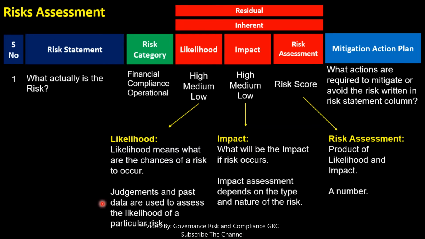Judgments and past data are basically used by companies to assess the likelihood of a particular risk. Let's say, for example, if the risk is related to health and safety, then the organizations must have past data which represents the actual incidents that happened related to the health and safety of employees of the company. So if the past data is available, then the company shall use it to assess the likelihood of the risk, and accordingly, the high, medium, and low categories will be marked to the risk.